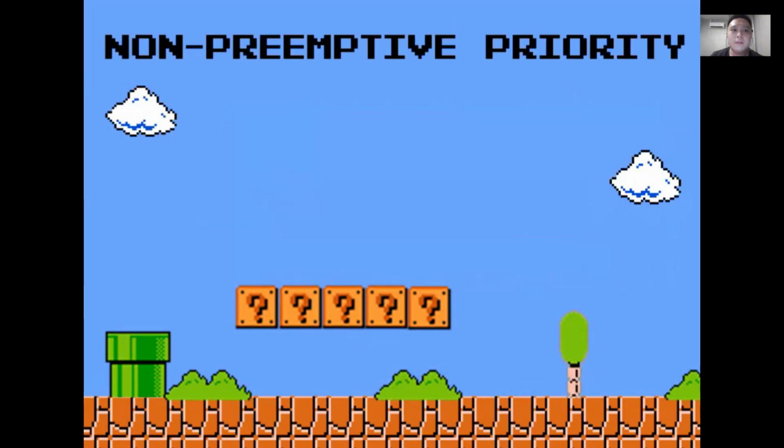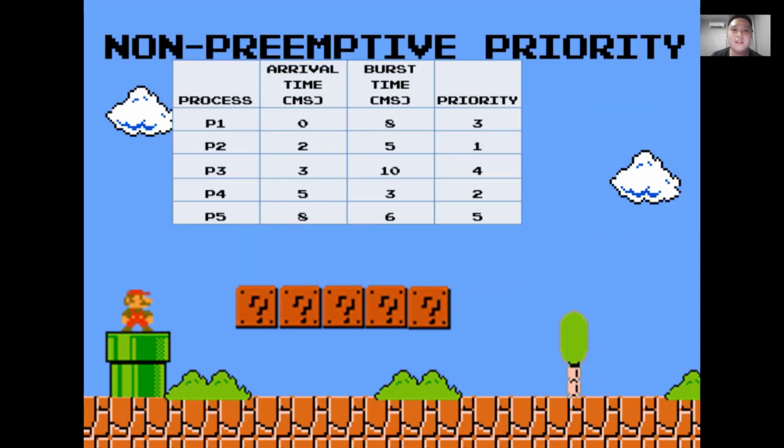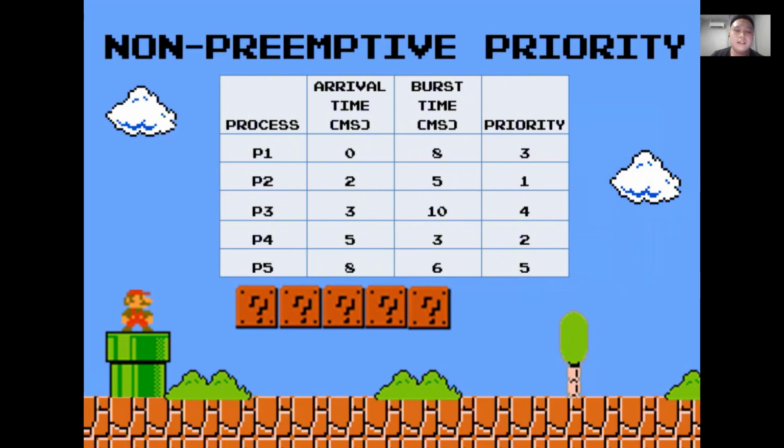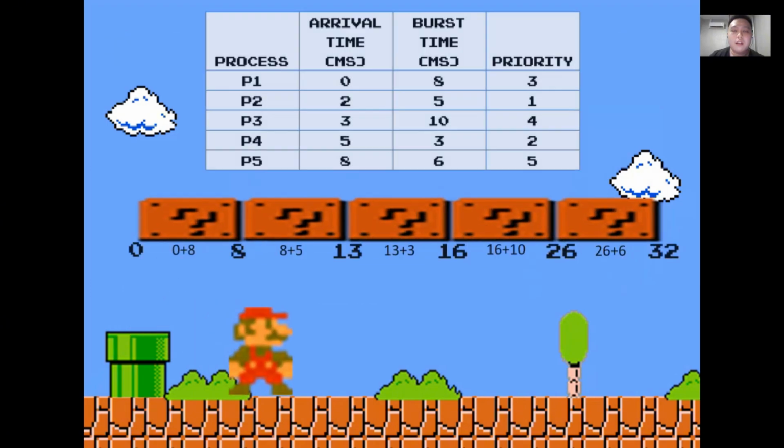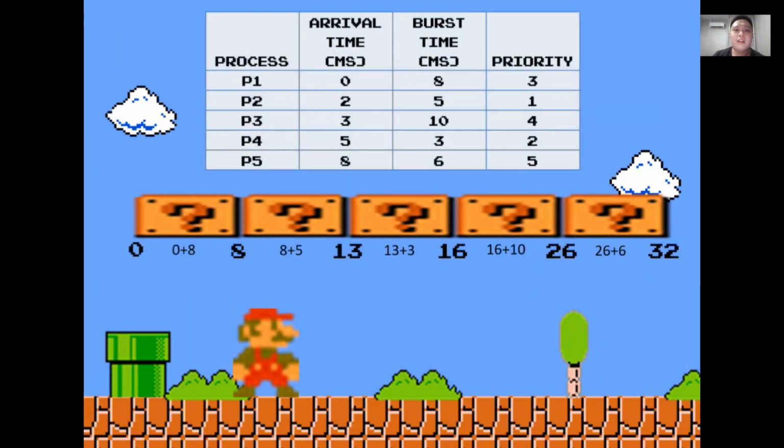So we're going to discuss non-preemptive priority, which is also a subtopic of CPU scheduling. As you can see, here is a table showing the 5 processes and their own arrival time in ms, burst time in ms, and their priority. In non-preemptive priority, you have to know that we use the ascending order of the priority number as the value to determine the order of the processes.